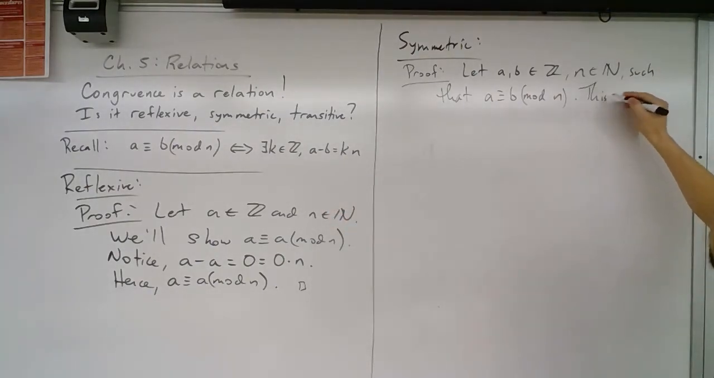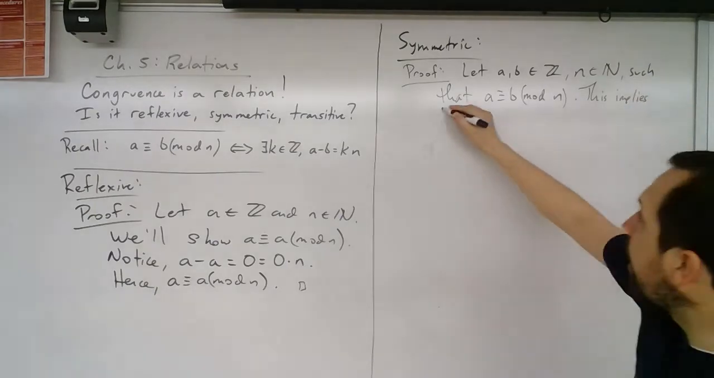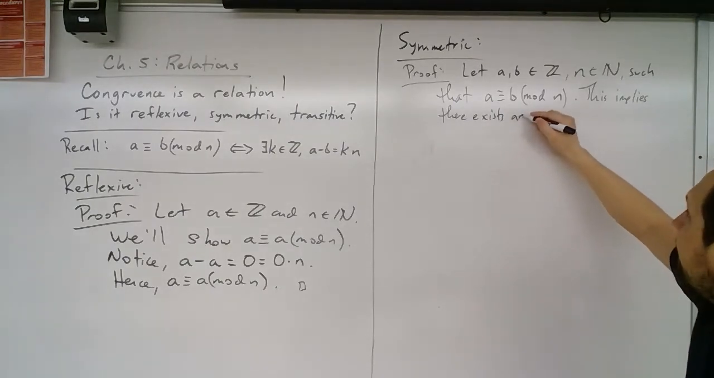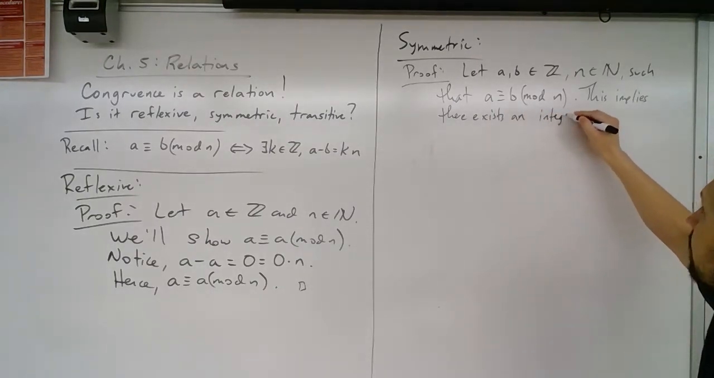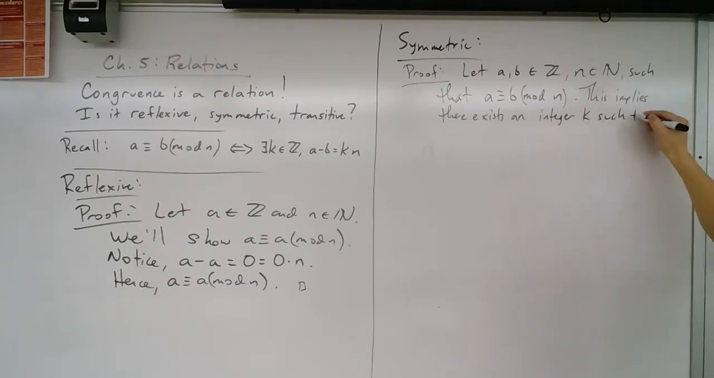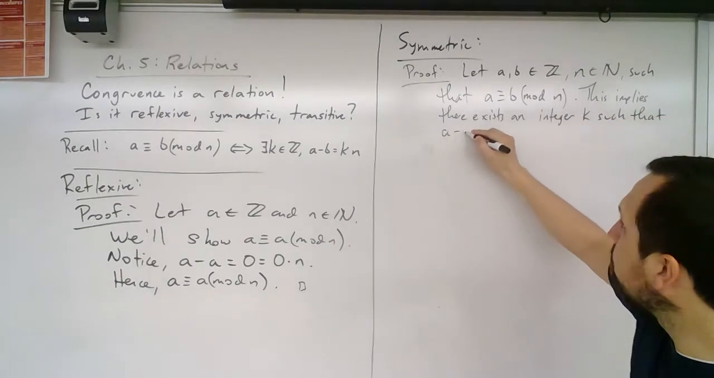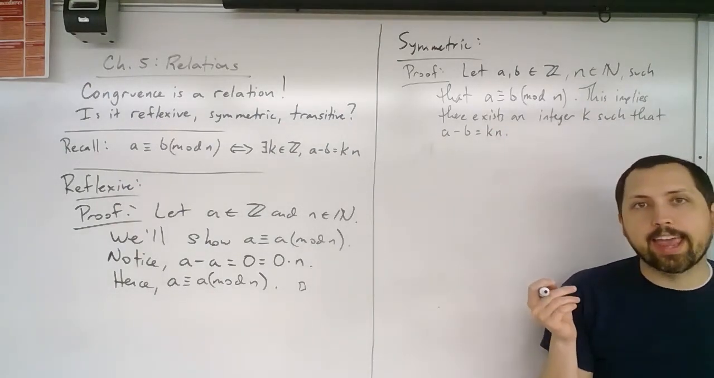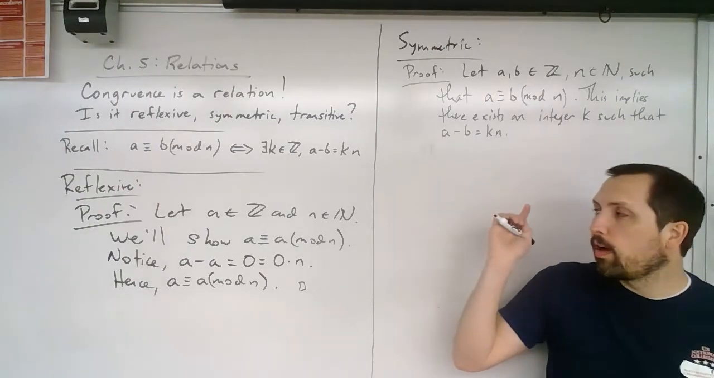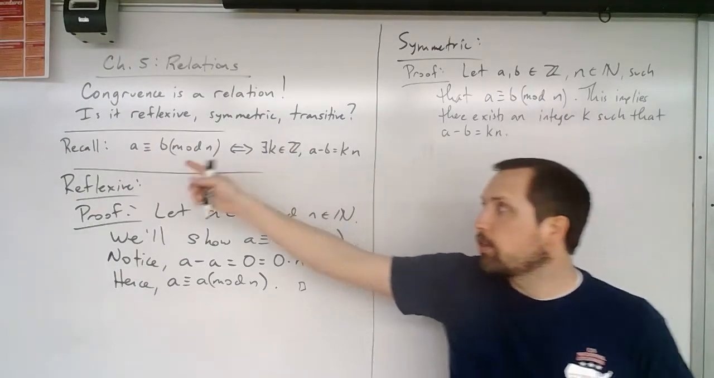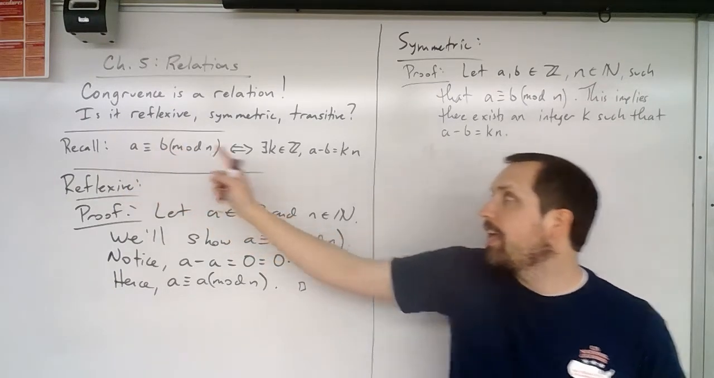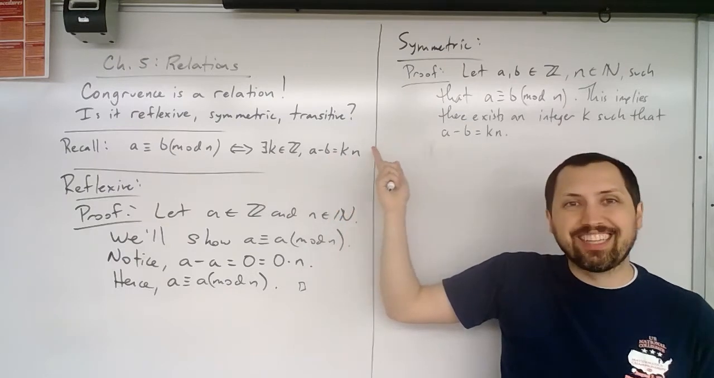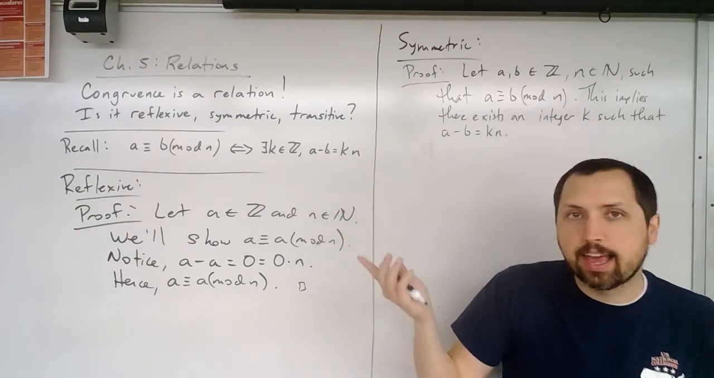This implies there exists an integer k such that a minus b is equal to kn. So we know that there must exist this integer k. Now, what we're trying to work with is not going to be the same thing. We're trying to reverse these. So if we had b on the left side and then a, that's going to switch the order. So we are looking at b minus a. Why does there exist an integer k such that b minus a is equal to kn?